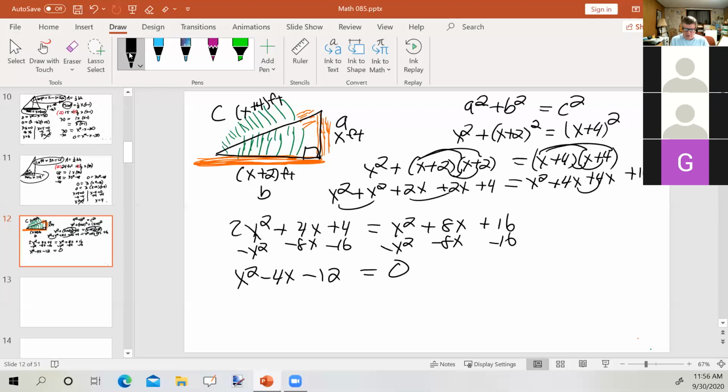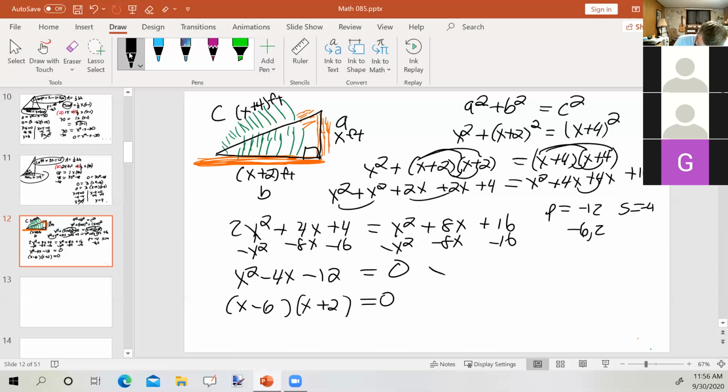There's no greatest common factor. The leading coefficient is a 1. It's not a perfect square. So I'm going to pull it apart like this. The product is negative 12. The sum is negative 4. So how about negative 6 and 2? So I get x minus 6, x plus 2 equals 0. Any questions? All right. So x minus 6 equals 0 and x plus 2 equals 0.